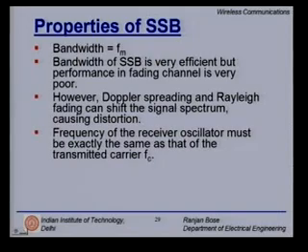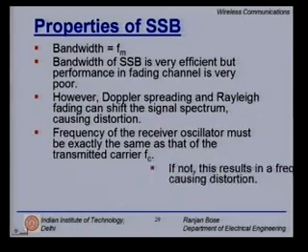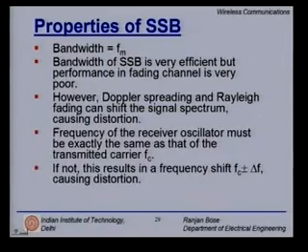The frequency of the received oscillator must be exactly the same as that of the transmitted carrier. The point is, you have to have a proper match between the carrier frequency that is sent and the one that is used for demodulation. Otherwise, you introduce distortions. If there is not proper matching between the carrier frequency and the local oscillator, it will result in a frequency shift Fc plus minus delta f, causing distortion.